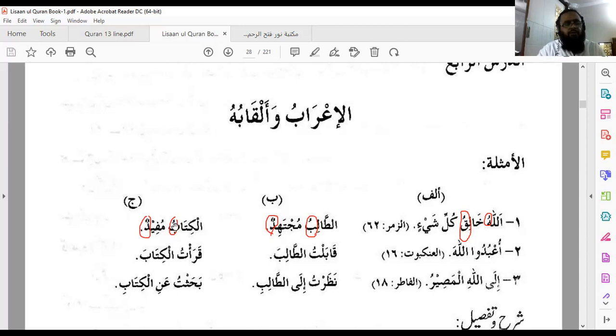Al-kitabu, the ba has a zamma because it cannot have tanween of zamma. Al-kitabu ends in zamma, that's why its status is raf', and it is called marfu'. Mufidun has tanween of zamma, which is the identification mark of raf', and it is also known as marfu'. I hope you understand. Any questions until now?